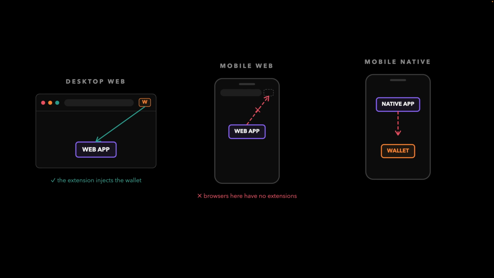And for native apps, there's no way to discover other apps. Developers can work around this by adding support for individual wallets one by one, but that doesn't really scale. This is what MWA fixes.